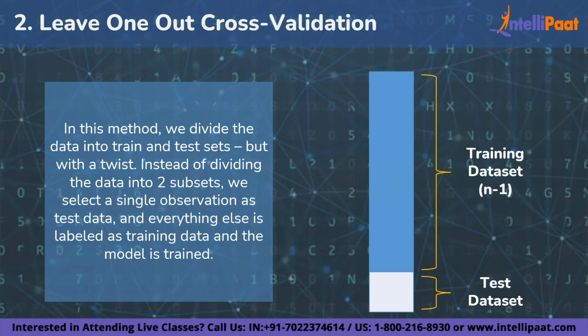So the second type is leave one out cross-validation. So in this method, we divide the data into two sets, training and testing sets, but with a twist.